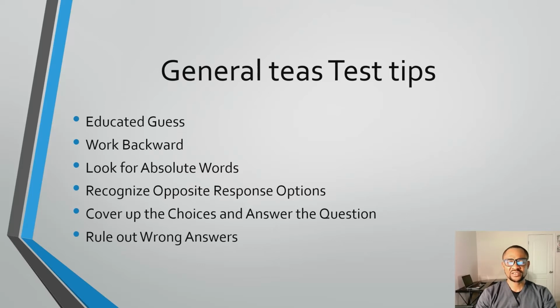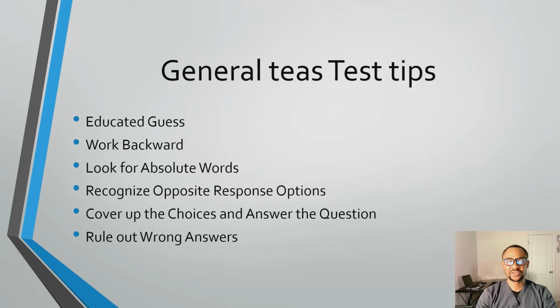The next one is look for absolute words. So look for words that signal incorrect statements. For instance, the use of words like always, never, all, only, must, and will. Statements using absolute or definite words, like the ones I mentioned earlier, tend to be incorrect because they do not apply in all situations. So watch out for those words.